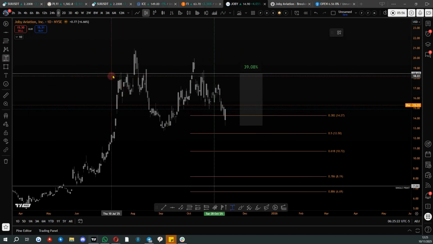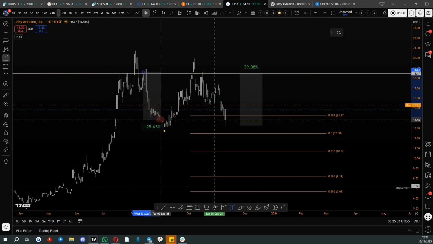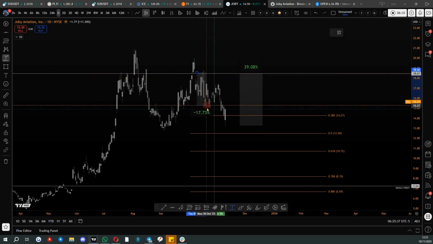Okay. Look at this reaction we had here off of that level. There was a 15% drop. Okay, 11%. Okay, here, even bigger one, 30. So you understand the point.